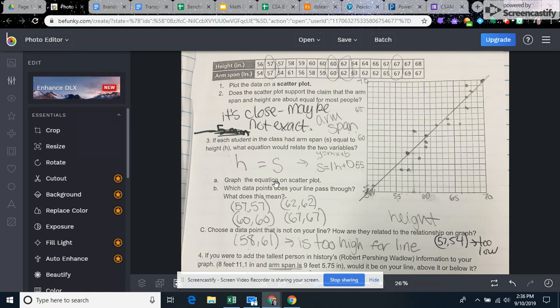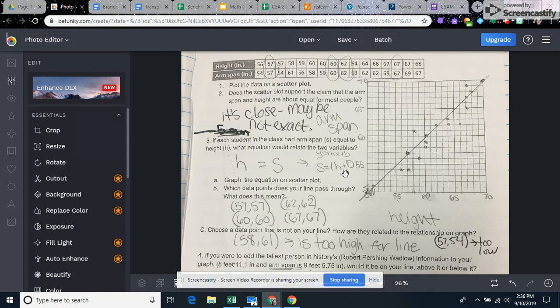B says graph that equation on the scatter plot. So if you're going to graph S equals 1H plus 0, you're going to start down here at 0, and I know we've skipped some, but we'll make it work. So start here at 0. We're going to go up 1 and over 1, because your slope is going to be 1 over 1. So rise over run. Up 1 over 1, and you're just going to keep going up 1 over 1, and you're going to see that it makes this line right here.